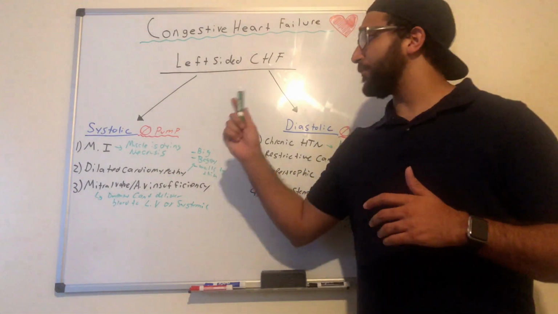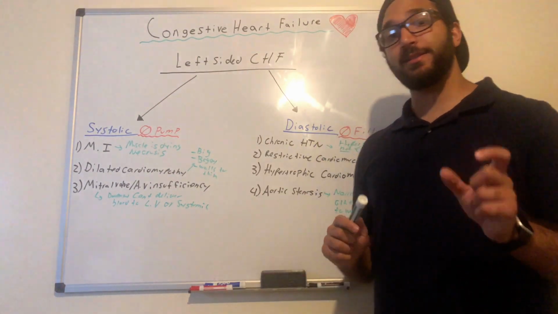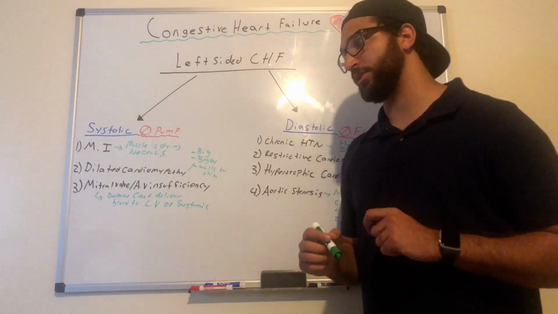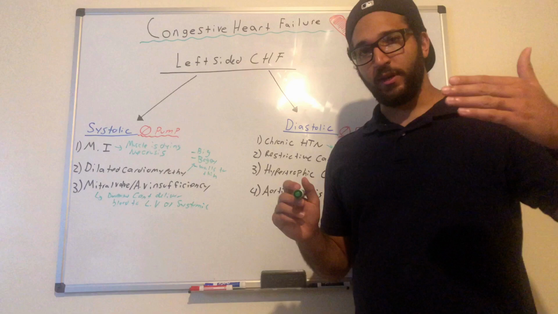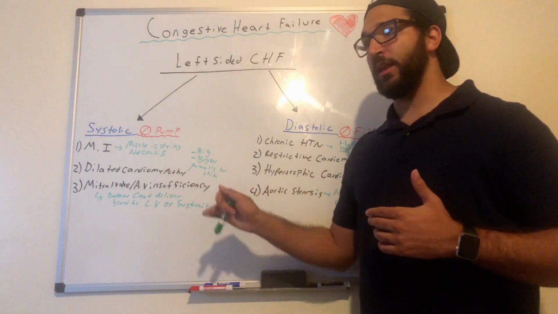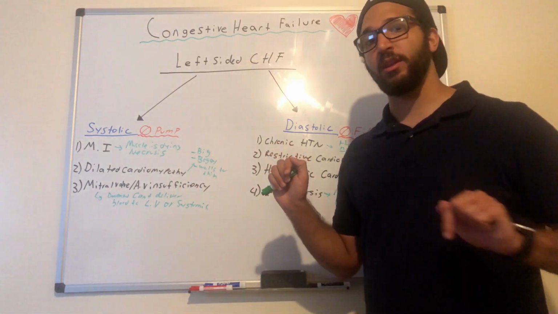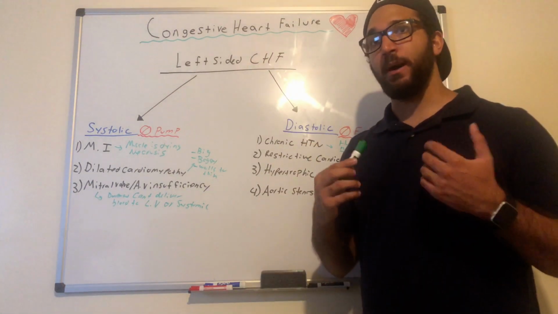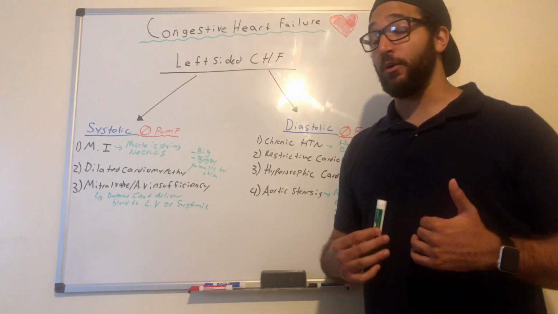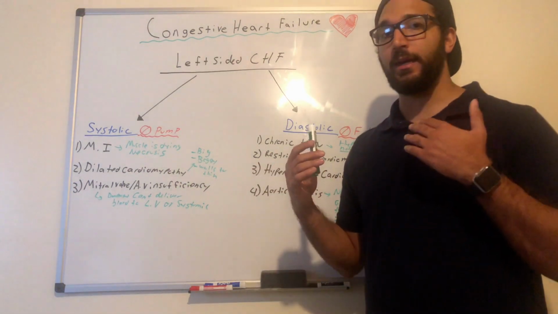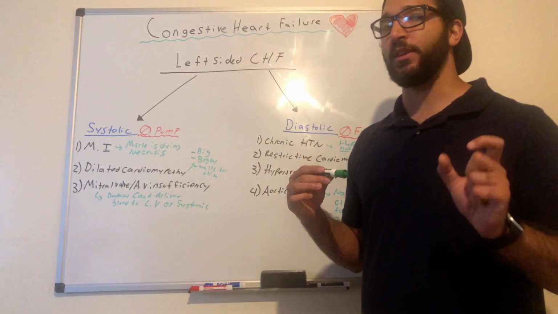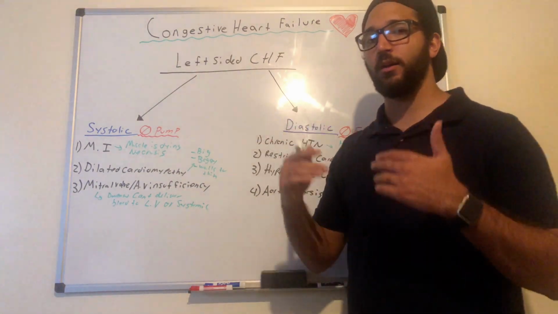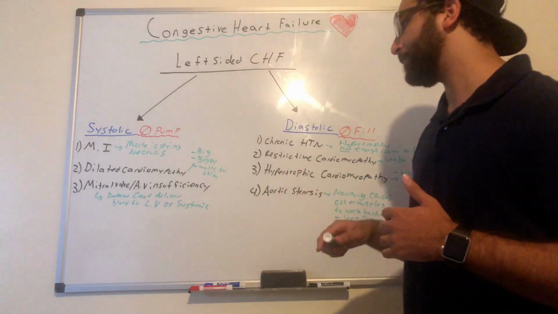The third cause for systolic left-sided CHF is mitral valve or aortic valve insufficiency. The mitral valve is located in the left side of the heart. That's where blood is sent to the left ventricle to pump out blood to the systemic circulation. If the mitral valve is insufficient or damaged, it will have a difficult time pumping out blood to the systemic circulation to bring that cardiac output to the rest of the body.